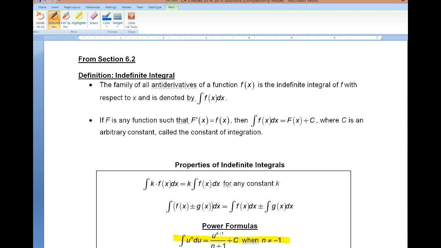Think about the word antiderivative. Anti, it's the opposite of a derivative. So if I have x squared, what's the derivative of that? 2x. So the antiderivative of 2x is x squared.